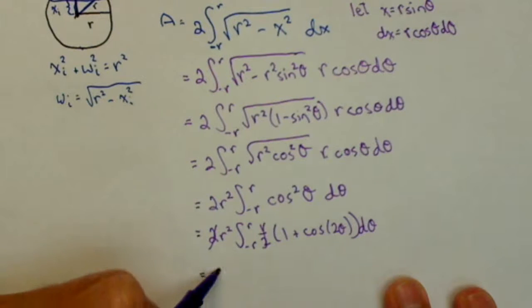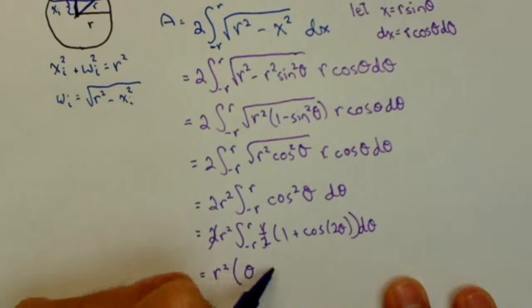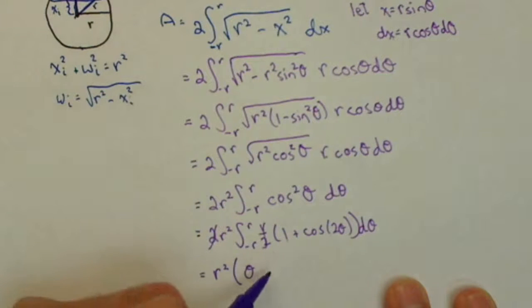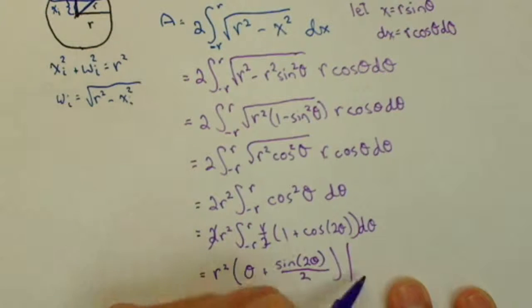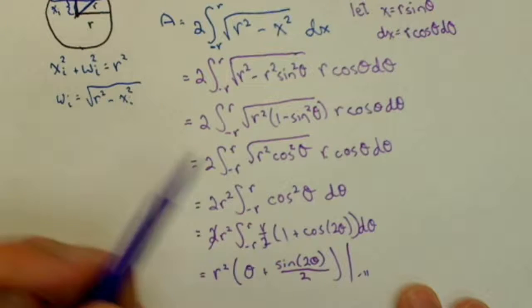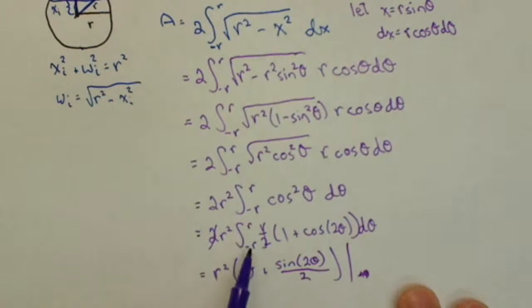Now that half will cancel out with that 2, and now we have something we can do the antiderivative of piece by piece. So we have r squared, antiderivative of 1 is theta, antiderivative of cosine of 2 theta is sine of 2 theta over 2, and these are going from negative. Oh, we should have probably switched our limits. Actually, let's switch our limits.